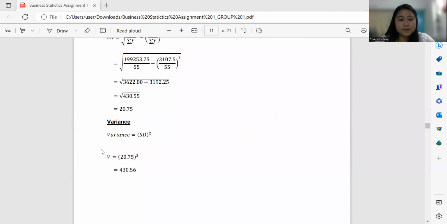The variance formula is standard deviation squared. So when I get the answer 20.75 squared, I will get 430.56. This is our variance.